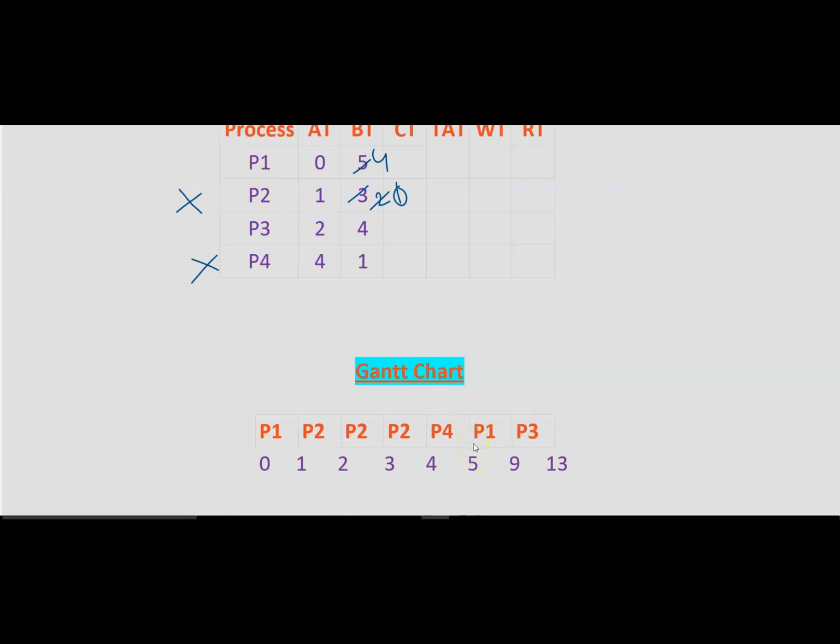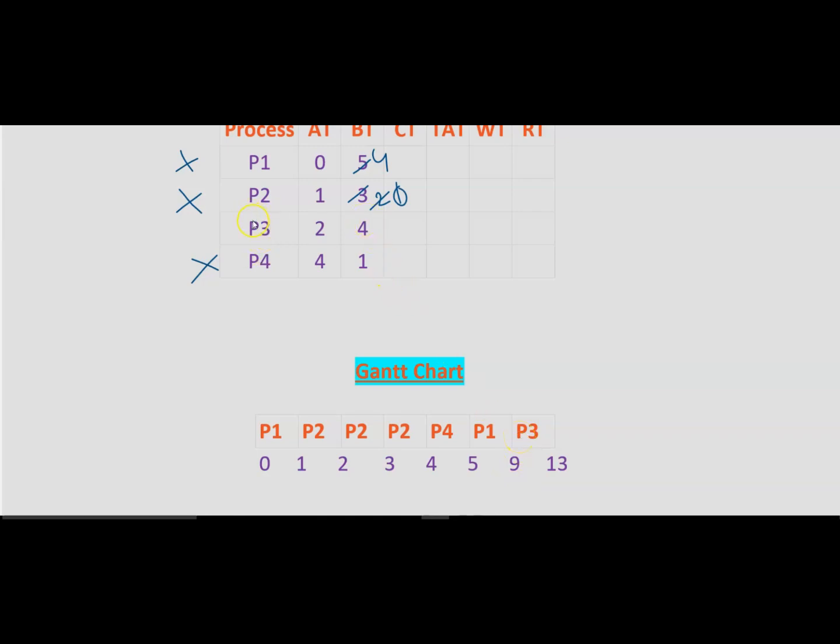Now P1 will be executing completely. The remaining time was 4. So it means 5 plus 4, as we can see in the Gantt chart, 5 plus 4 is equal to 9. Now we can cross out this P1 because we have done the complete execution of the P1 process.